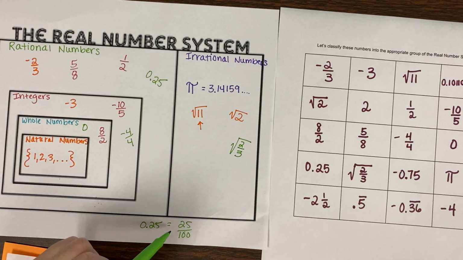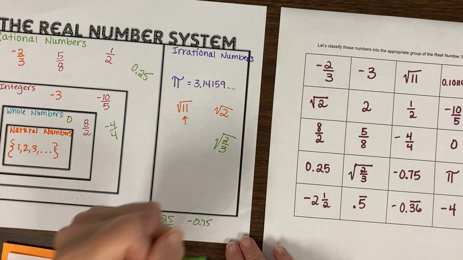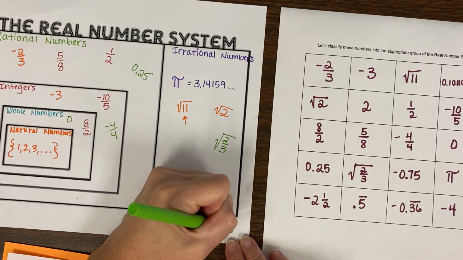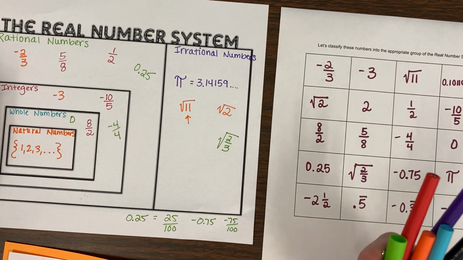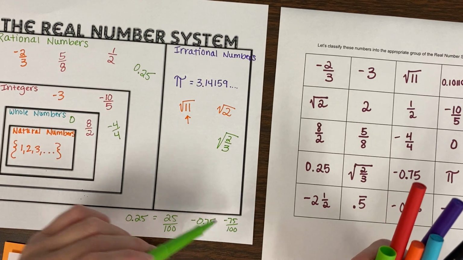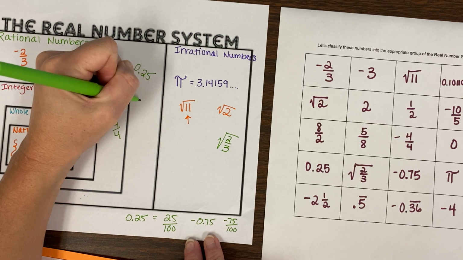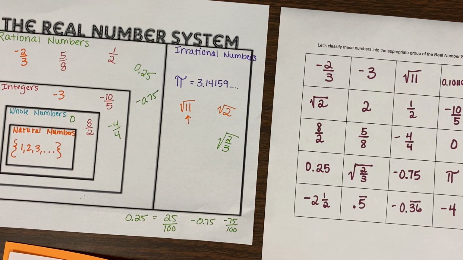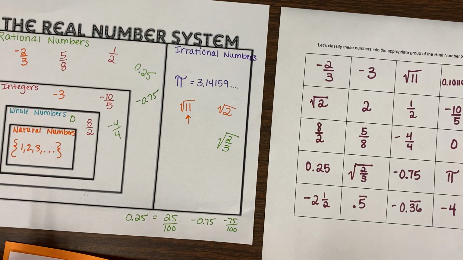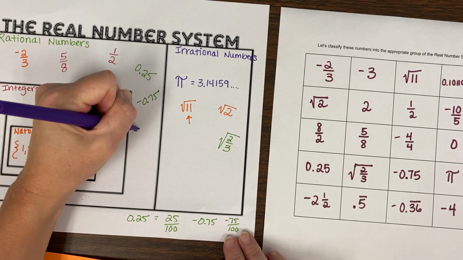-0.75. Well, similar to this, -0.75 is really -75/100, which of course we can simplify to -3/4, but it's still a -3/4. It doesn't simplify to a whole number or just an integer, so it belongs here. So -0.75 in the rational number category on the outskirts. -2.5. -2.5 belongs here as well.